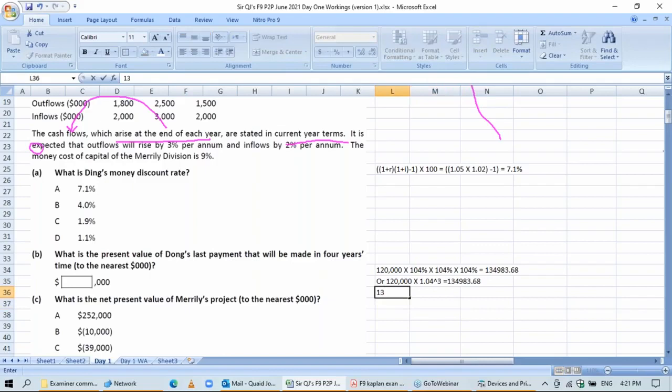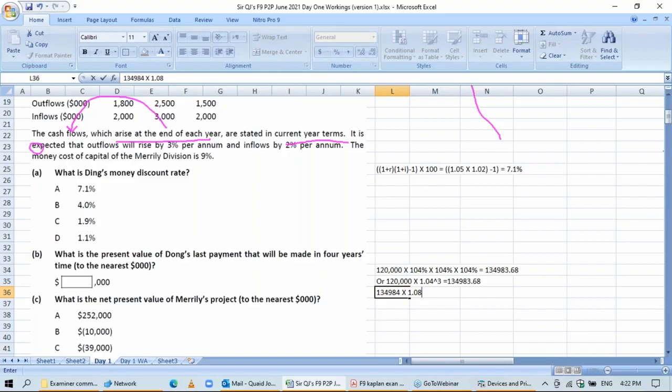So in the next step, 134,984 will have to be multiplied by the discount factor, which is 1.08. 8% is the discount rate for this project. So 1 plus r to the power minus n. So you have to calculate the present value of this payment, which will occur in 4 years time. So first I calculated the amount of the payment which will occur in the 4th year, and now I am calculating the present value.